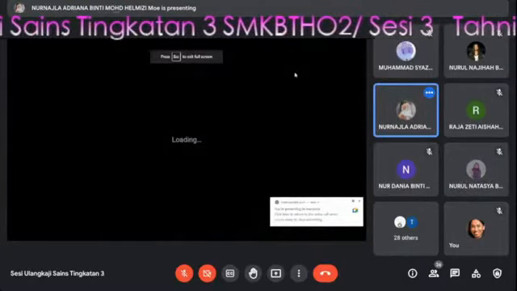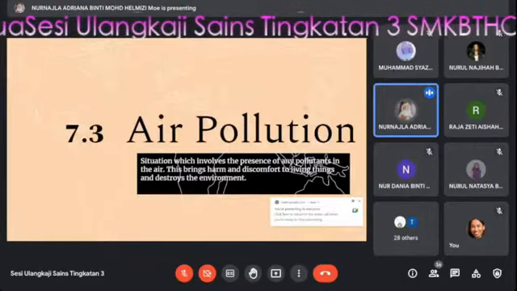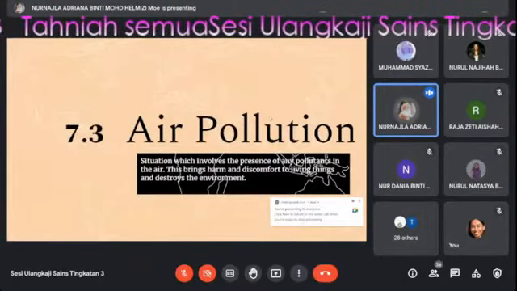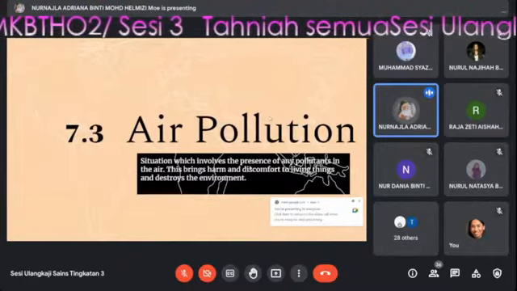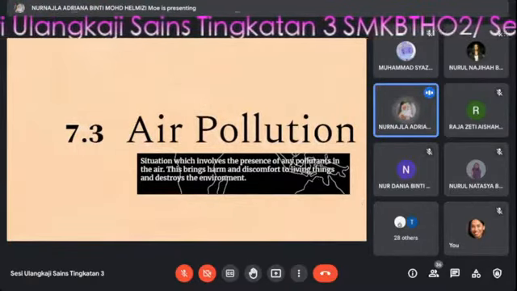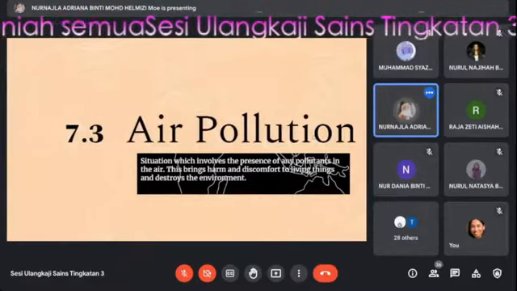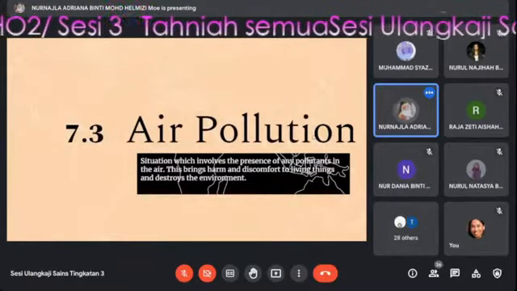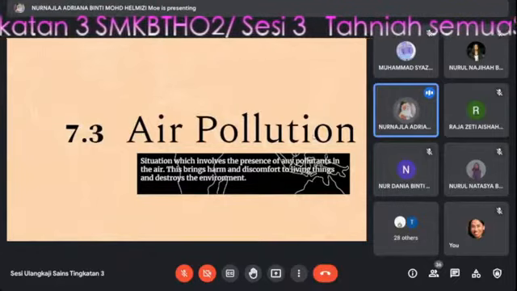Okay, 7.3, air pollution. Situation which involves the presence of any pollution in the air. This brings harm and discomfort to living things and destroys the environment.